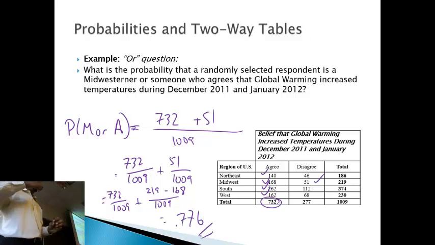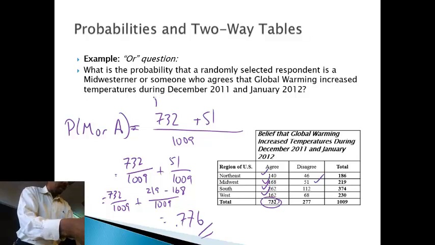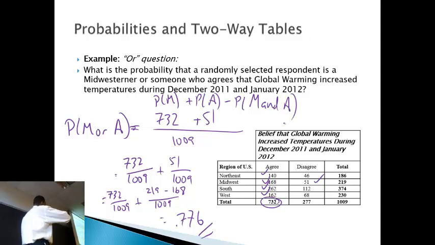So there are a couple ways of doing it. But again, according to that rule, you could do the probability of M plus the probability of A minus the probability of both. But in the two-way table, you probably can see some other shortcuts you can use.